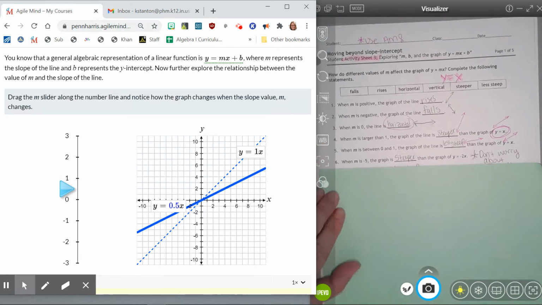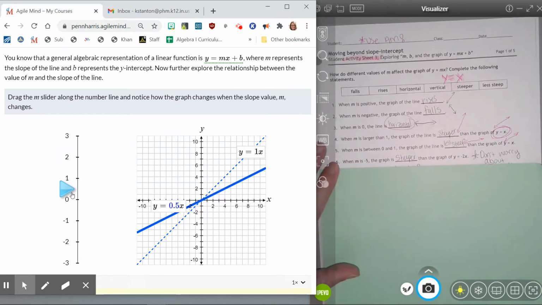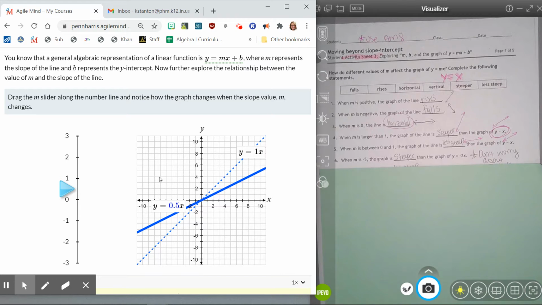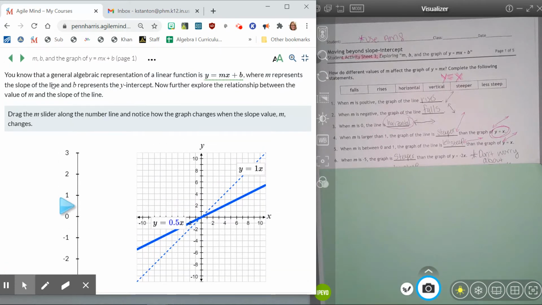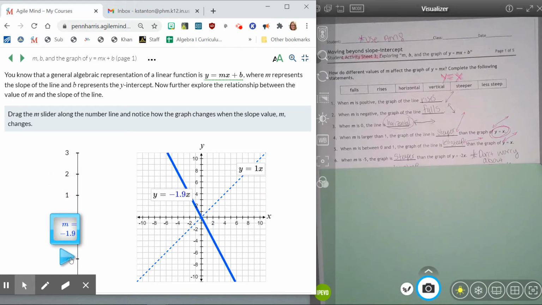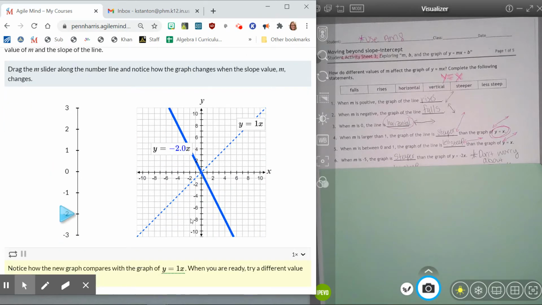When m is negative 5, what does the graph look like compared to negative 2? Well, here I can show you what negative 2 is. I can't get all the way to negative 5, but we can see what happens between negative 2 and negative 3: the line gets steeper.